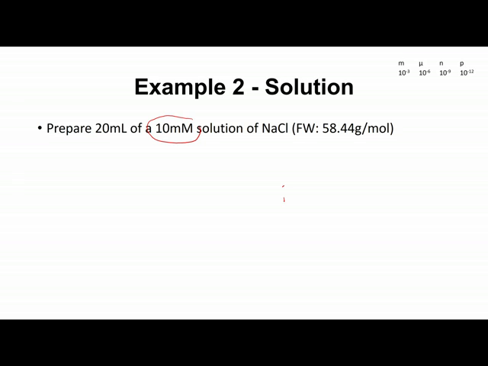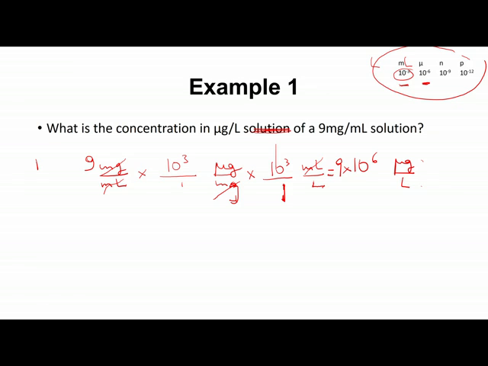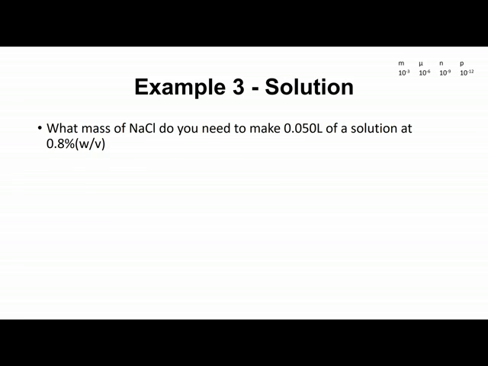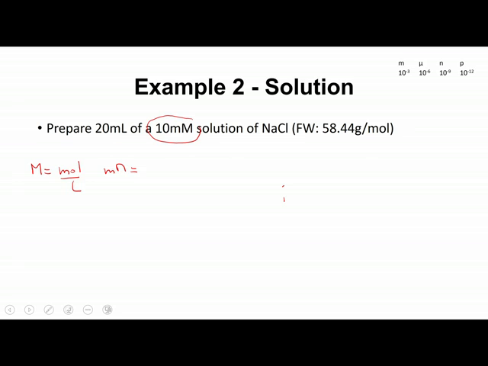So you know that molarity means moles per liter. So this means that millimolarity means millimoles per liter. So when you see 10 millimolar, what it means is that you're talking about 10 millimoles per liter. Okay, so that's the final concentration of your solution.